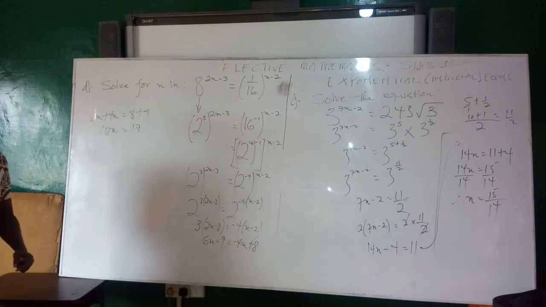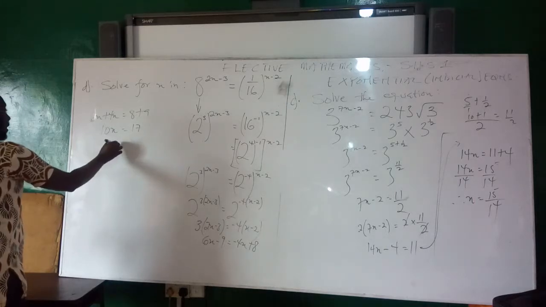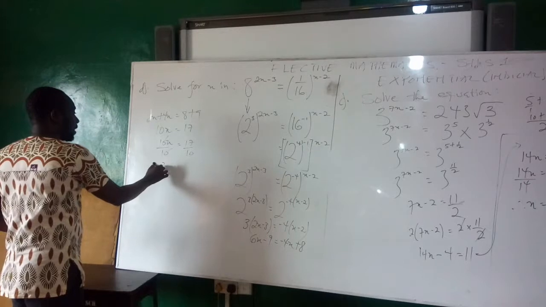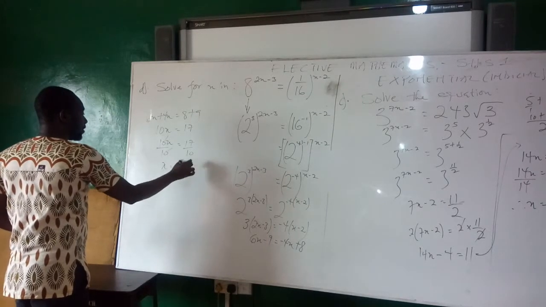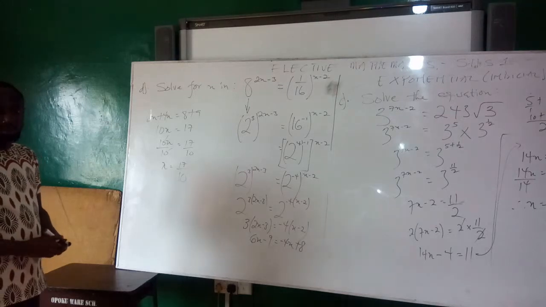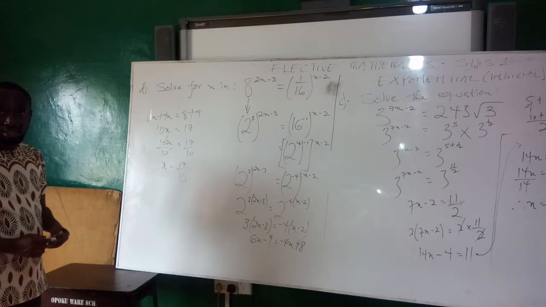So to find the value of x, we need to divide both sides by the coefficient of x, which is 10. So we have 10x over 10, 17 over 10. Now x will give us 17 over 10. So there is the solution to our last but one question. Then we move on to our final question for the day.